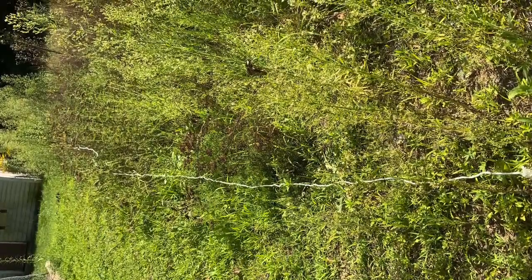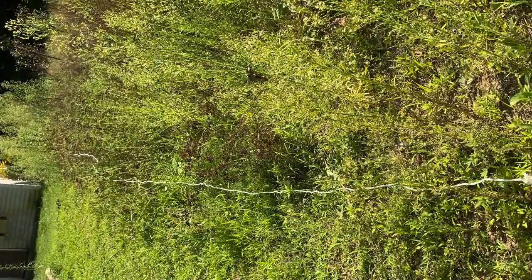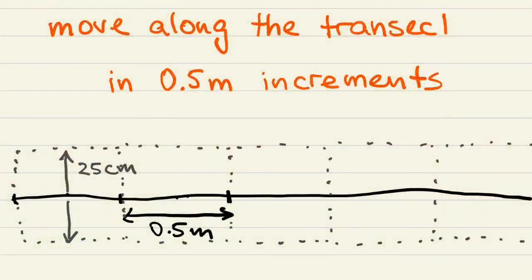So you're going to be moving along this transect, and every 50 centimeters or half a meter, you're going to be stopping and taking account of the plants in that area.